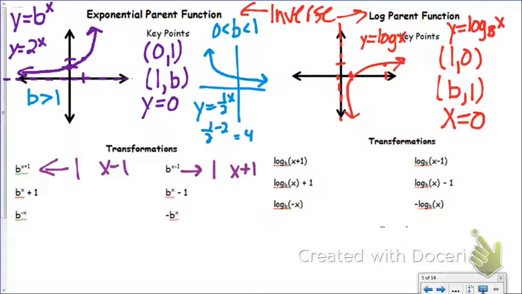The next two exponentials, those would both be vertical, because that's away from my x. So that would be shifting up 1 and down 1. So I would take my y coordinate and add 1, or take my y coordinate and subtract 1.